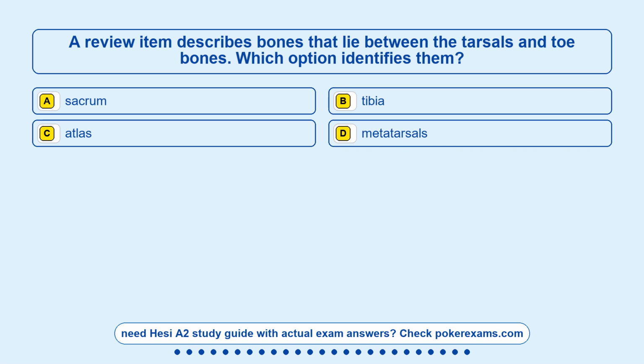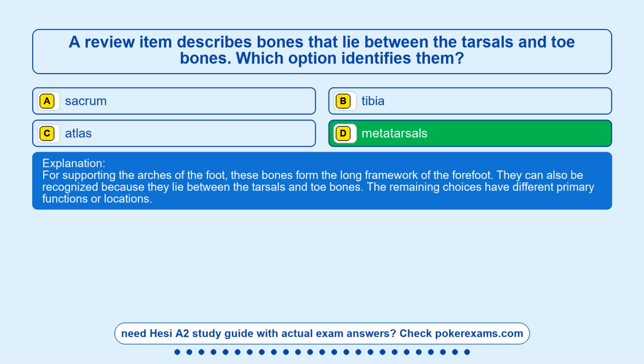Question 21. A review item describes bones that lie between the tarsals and toe bones. Which option identifies them? Option A, sacrum. Option B, tibia. Option C, atlas. Option D, metatarsals. The correct answer is option D, metatarsals.